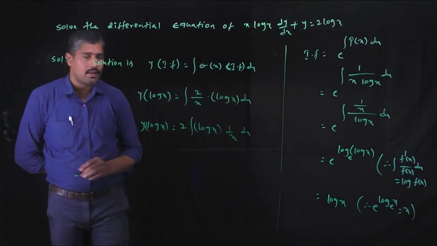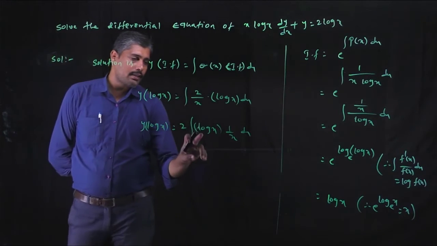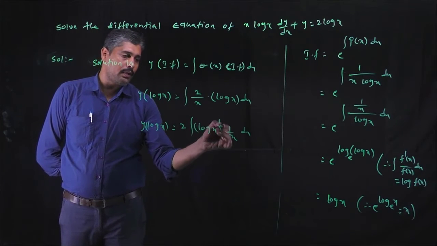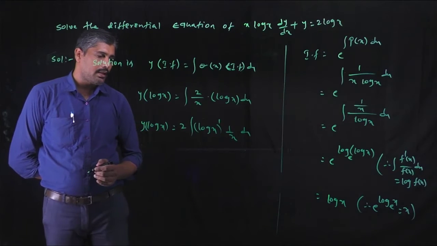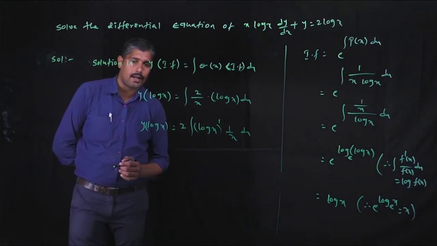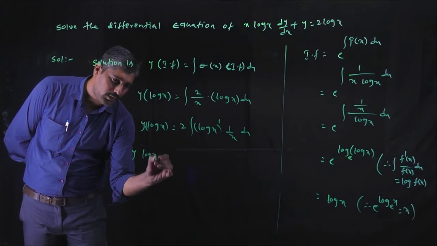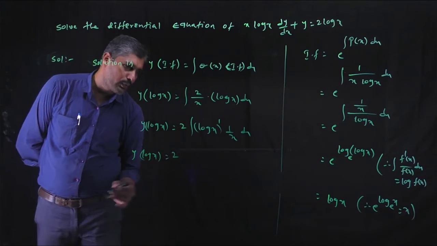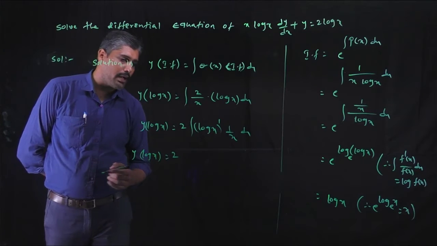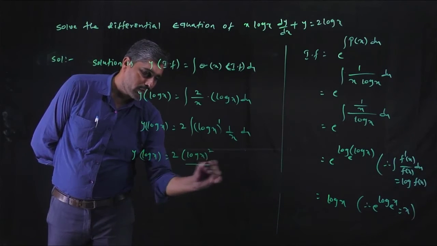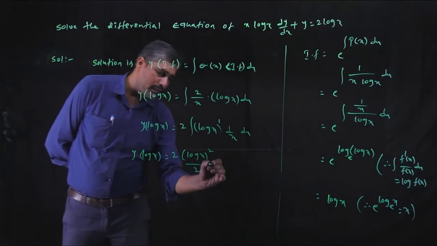What is the formula here? The derivative of log x is 1 by x. The formula is the integral of f of x whole power n into f dash of x, which is f of x whole power n plus 1 by n plus 1. That is equal to y into log x equal to 2 into, the derivative of log x is 1 by x, that's why log x whole square by 2 plus c.